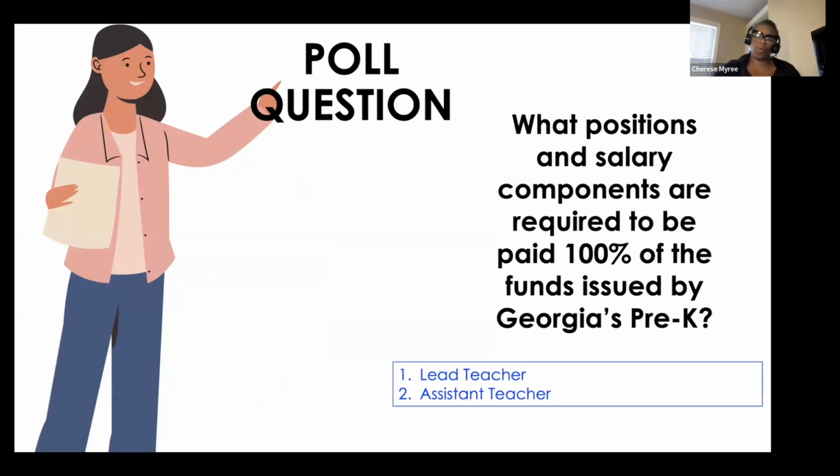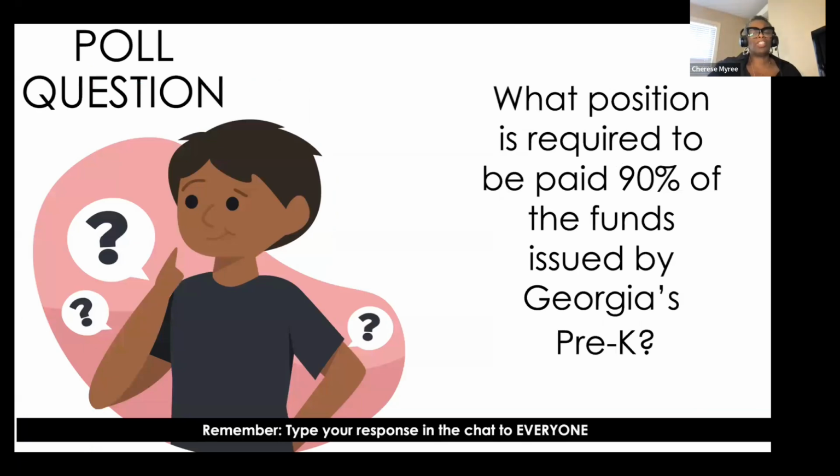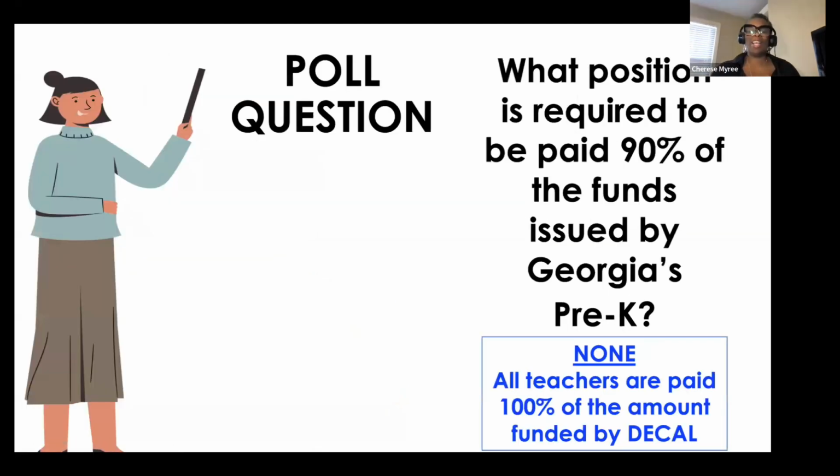Now, this might be a trick question, but let's see if you get it right. What position is required to be paid 90% of the funds issued by Georgia Pre-K? What position is that? And everybody needs to get this one right. None, right? Because all teachers have to be paid at 100%. So this is driving that point home.